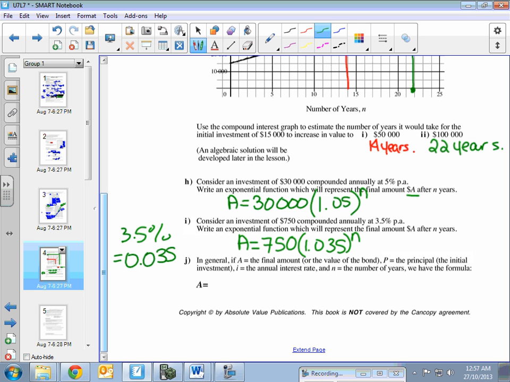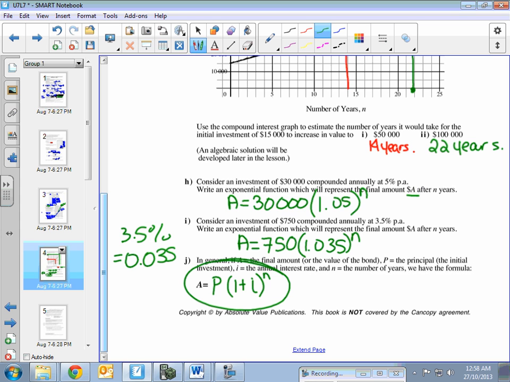So we have a general compound formula then. Okay, so in general, if we have A equals the final amount or the value of the bond, P equals the principal or initial investment, i is the annual interest rate, and n is the number of years, we have the formula. So our principal investment is always being multiplied to 1 plus our annual interest rate all to the exponent n. This right here is your compound interest formula.